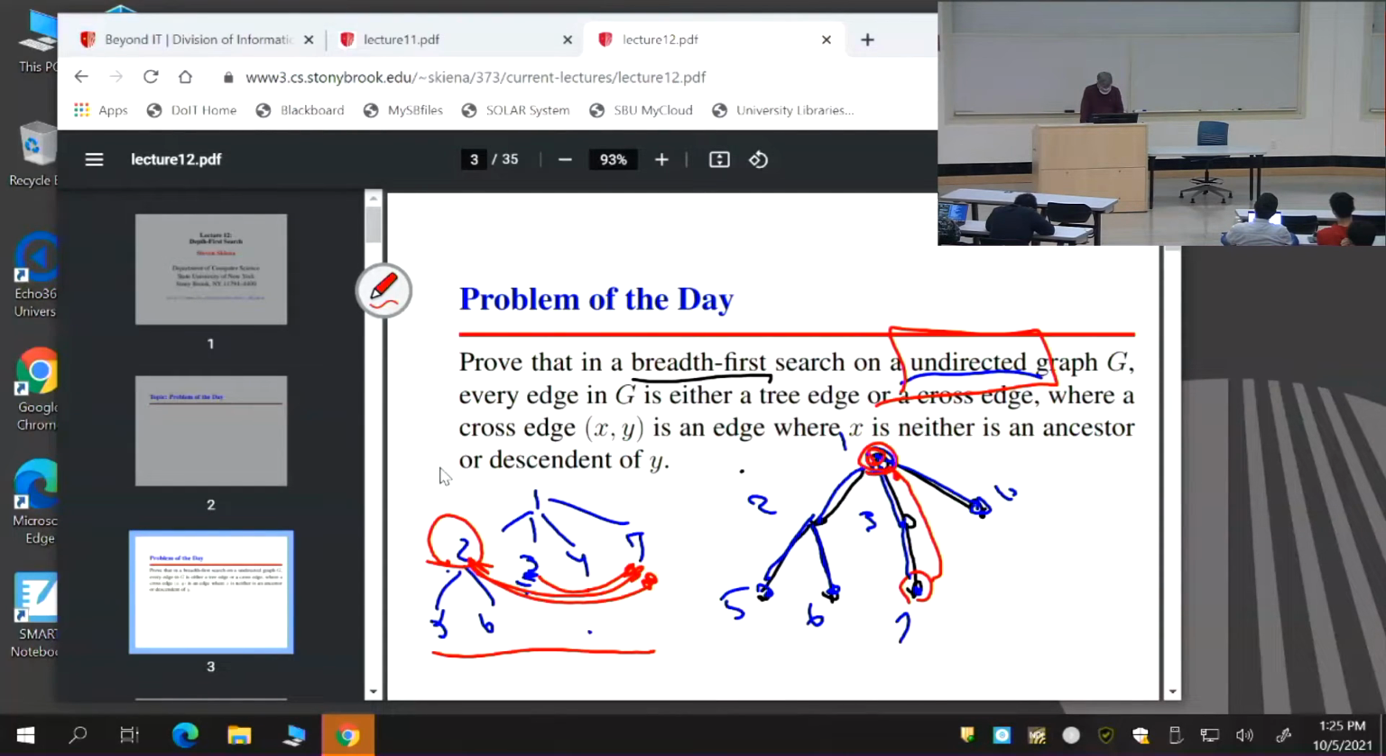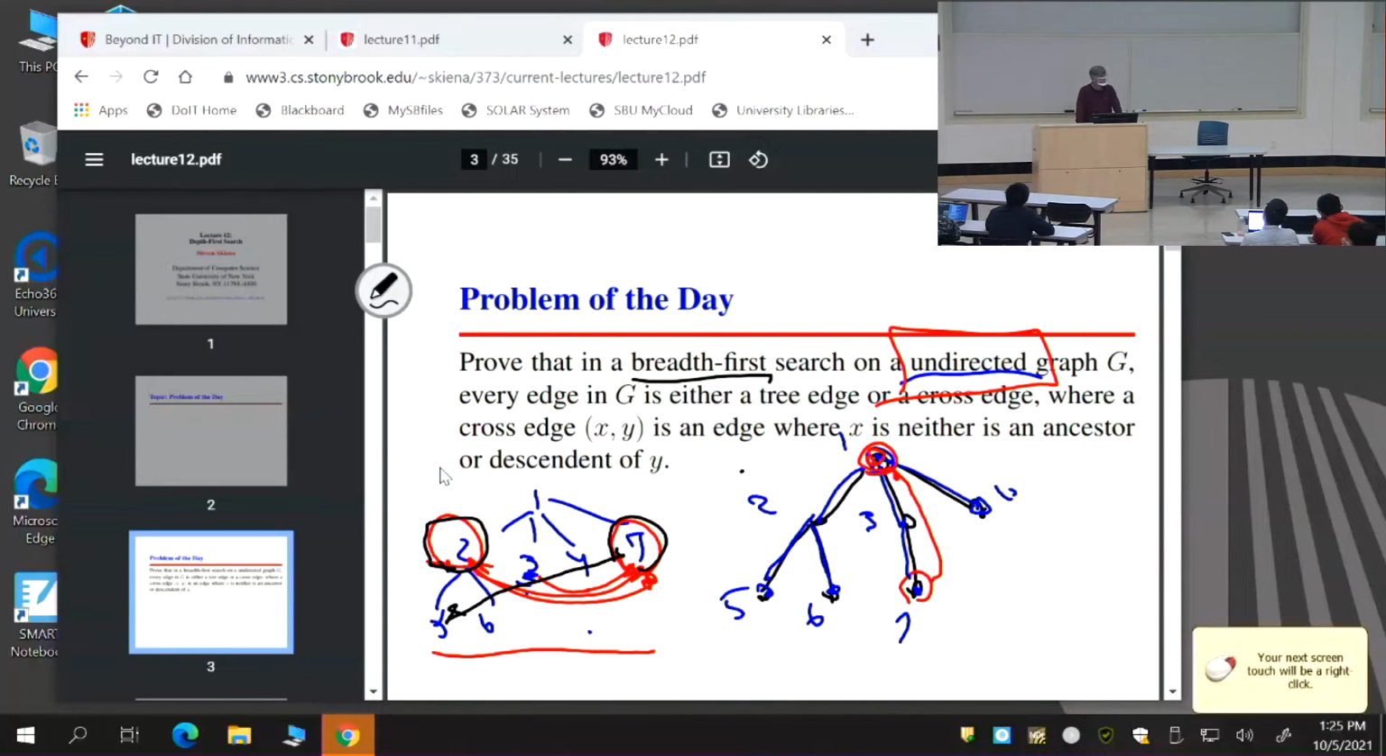Could we have an edge go from a node of, let's say, height 1 to a node of height 2? Would this be legal? Suppose we have 7, 5. Is it possible to have a cross edge that looks like that? Certainly. 5 was discovered when 2 was explored, right? But the first time we would have seen this edge is when 7 expanded its children. Does everybody see that?